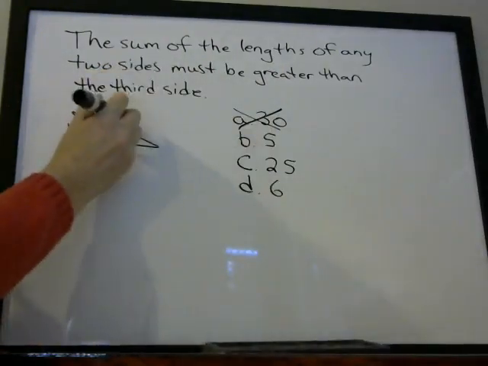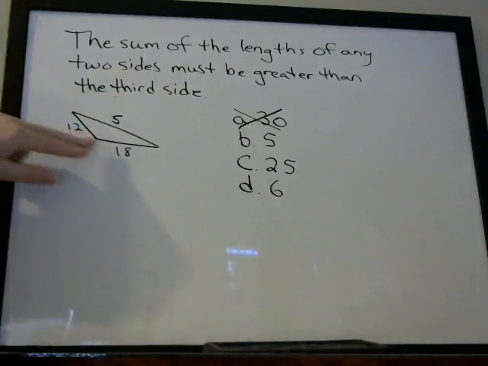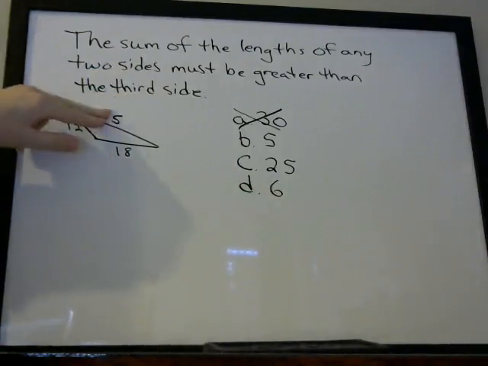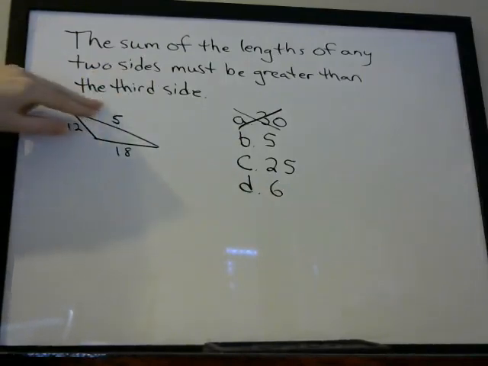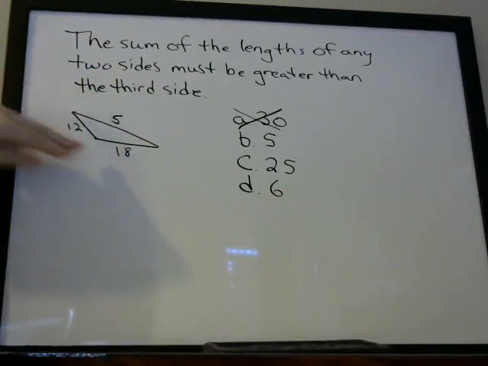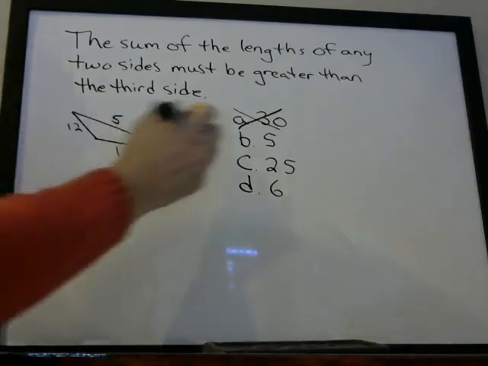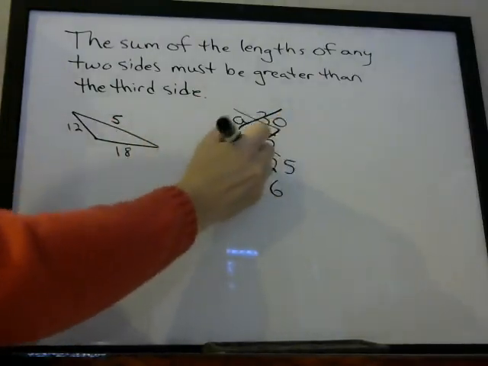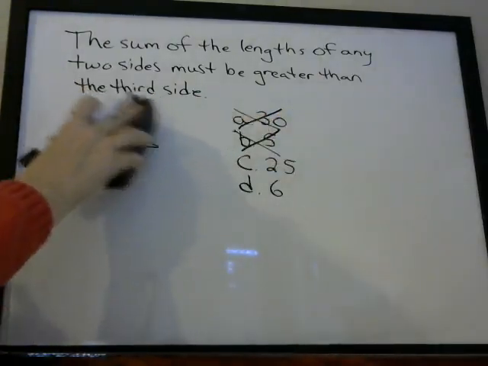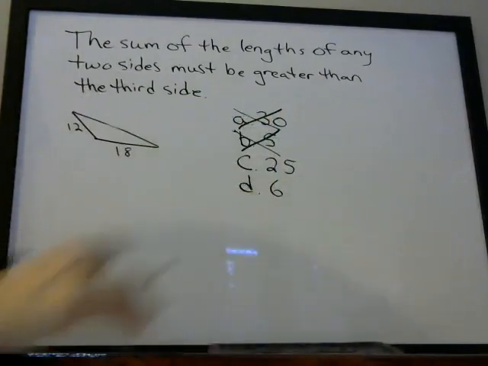How about B? Can it be 5? So you take these two sides, 12 plus 18 is 30. That is greater than the third side, which here is 5. So that's good so far. Now let's take these two sides. 12 plus 5 is 17. Well, 17 is not greater than the third side here, because 17 is not greater than 18. So, as soon as it fails, the answer fails. Then you can quit and move to the next one. So we know 5 is not right.